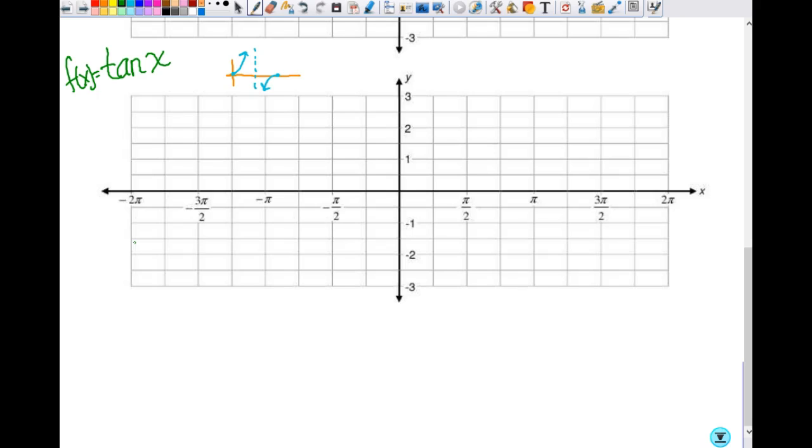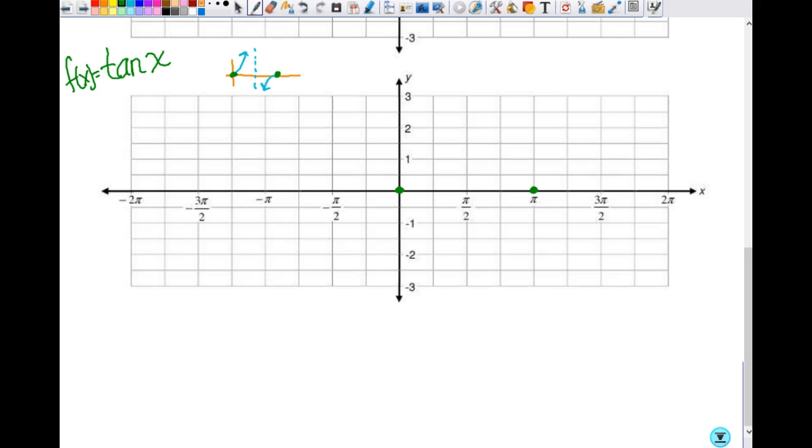Still 5 pieces to graph. This is 0, 0. I'm here at 0, 0. What is the period for tangent? Pi. So then this is at the end of the period, which is at pi. Got those 2 points that are on the axis there, or on the midline if there's transformations.